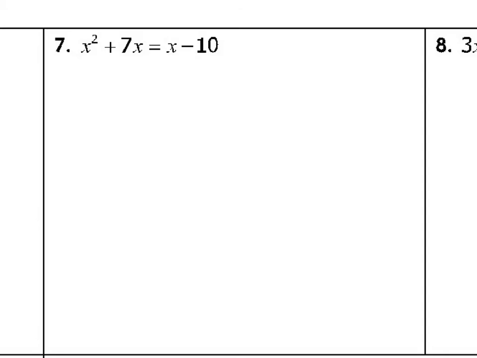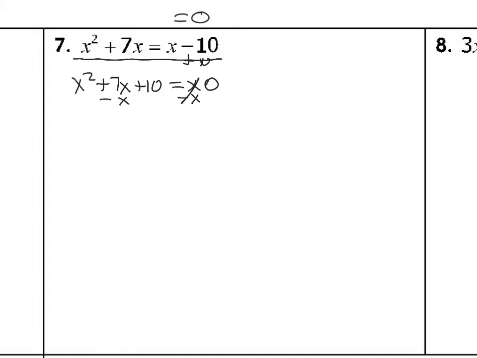So if we look at this one, boy, it's a mess there. We need this to equal 0. Remember, it needs to equal 0 before we can put it in the formula, because we need A, B, and C. So I need to add 10 over here. So I get x squared plus 7x plus 10 equals x. And I need to get rid of that x. So I'm going to subtract it. When I do, that'll leave me with 0, right? That'll go away and it'll be 0 then.